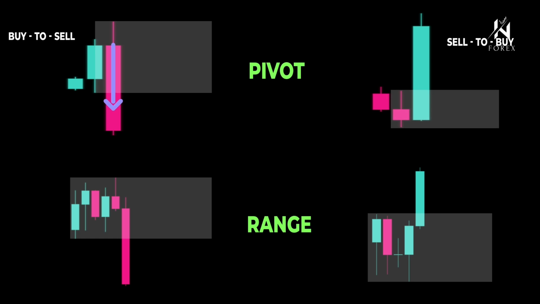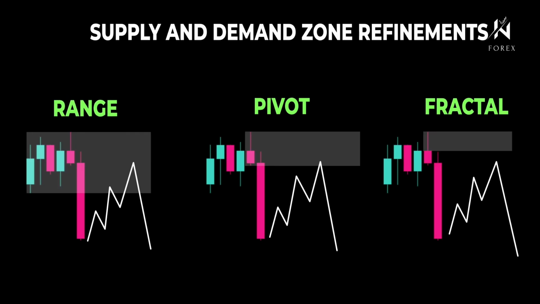And for a supply zone, the thrust candle must close below the previous candle's low for it to be a valid supply zone. And you can see how a range zone can be refined to a pivot zone, or even a fractal zone, which is just the wick. However, more refinement does lead to increased accuracy, giving you that smaller stop loss, which in turn gives you that higher risk to reward. But it does increase the probability of more missed trades, as price might not tag you into the position once enough orders have been filled.